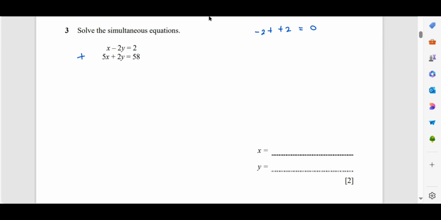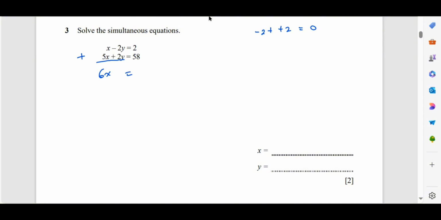Now, if the variable you want to eliminate has the same sign in both equations, let's say, for instance, you have plus and plus here, then you are going to subtract. When you subtract, it will eliminate. And if they have minus and minus here, you're also going to subtract. So how I always say it in a way that students can remember easily is that when the signs are the same, you subtract. When the signs are different, you add. So the signs are different here, so we are adding. When you add, x plus 5x will give you 6x, and -2y plus 2y will give you 0.